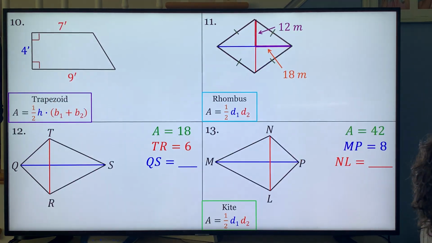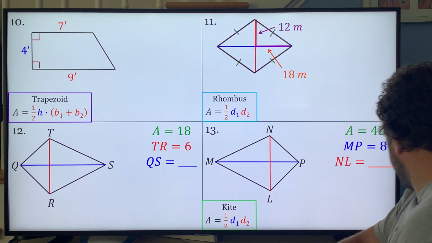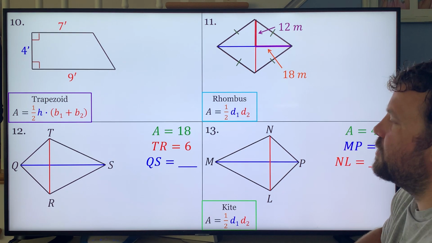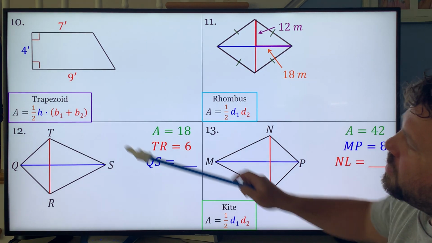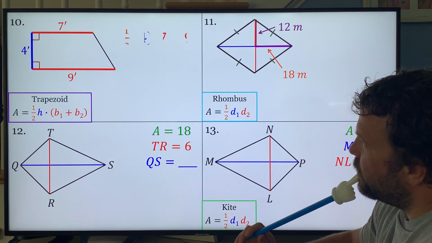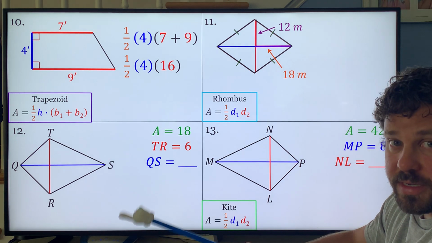All right. Let's just try problems 10, 11, 12, and 13. Problem 10. Trapezoid. Here's the formula. Height 4, bases 7 and 9. 7 and 9 are bases. Height is 4. 1/2 of 4 times 7 plus 9, sorry. 1/2 of 4 times 16 is 32.